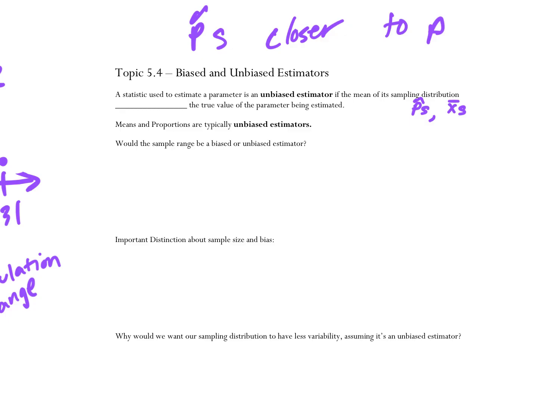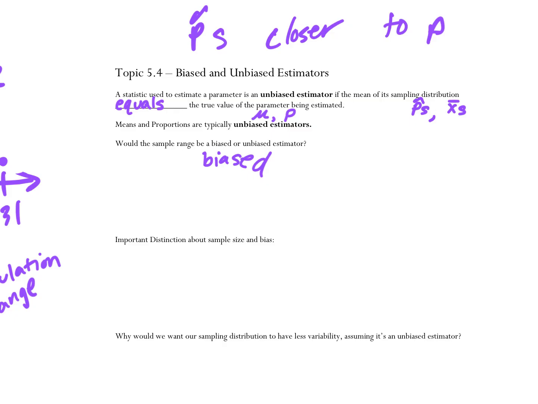The mean of the p-hats and the mean of the x-bars equals the true value, so equals the population mean or the population proportion. Okay, so we work primarily with p-hats and x-bars to estimate p and mu. We do that specifically because those are unbiased estimators. The sample range is biased because of what we just talked about. I had wanted to put that picture in your head, okay?